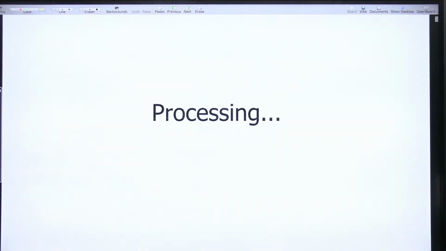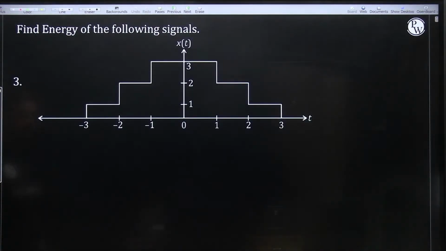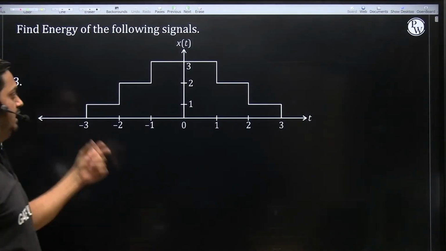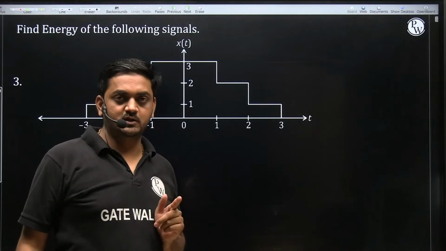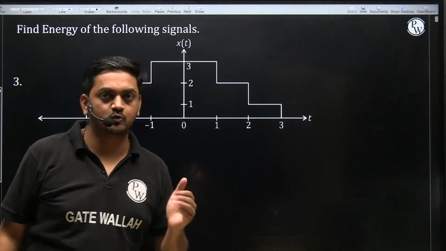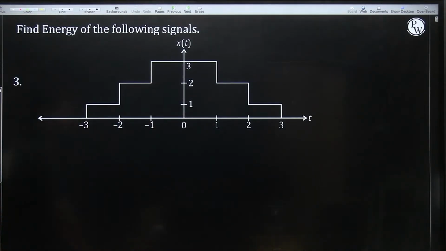Otherwise, solve this question. Try this question. Split this x of t into the minimum number of signals in such a way that the multiplication of any two signals is 0 and the addition of all the signals is x of t. Tell me the correct answer for this question. Find the energy of the following signal.